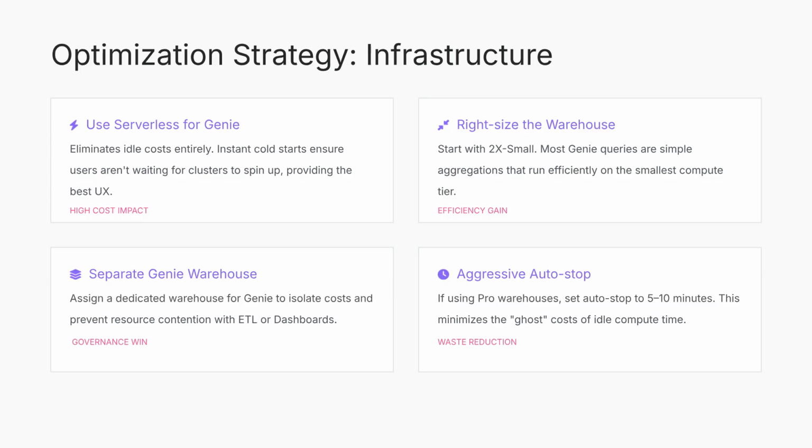Time to unlock serious savings. Default to serverless. It kills idle costs and gives instant UX. High impact, right size. Start with 2X-Small. Most Genie queries are simple aggregations that fly on tiny warehouses. A dedicated warehouse for Genie isolates costs and stops contention with dashboards or ETL. If you must use Pro, set aggressive auto stop, 5 to 10 minutes.